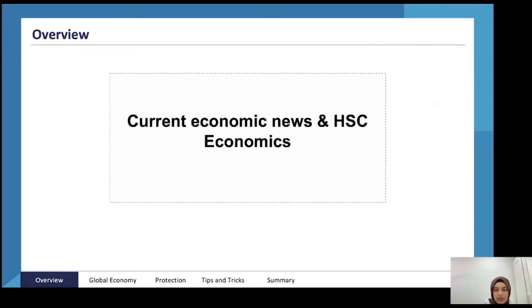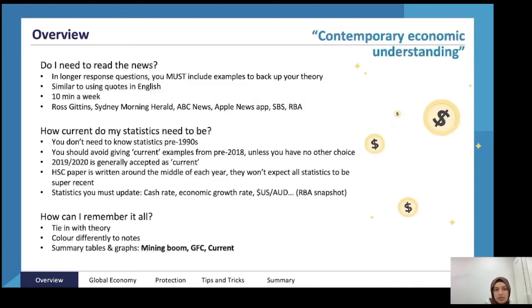Let's go into current economic news and HSC economics. Do I need to read the news? The answer obviously is yes. You would have already been doing this, but to summarize, in your longer response questions, you must include examples to back up your theory. It's similar to how you would use quotes in English. You want to be able to back it up rather than just simply mention it and then never look at it again. That's not going to get you the marks. If you have examples, you want to back them up and say why they are relevant where you're talking about them. So it's 10 minutes a week.